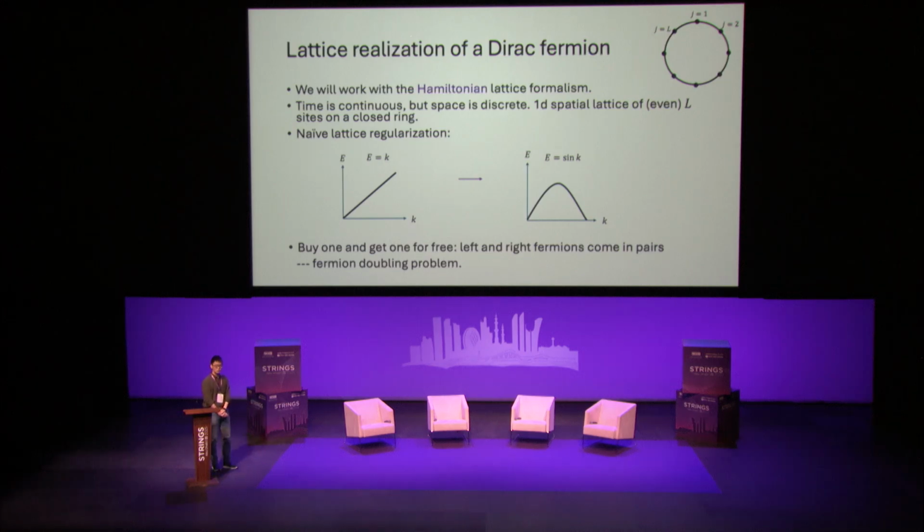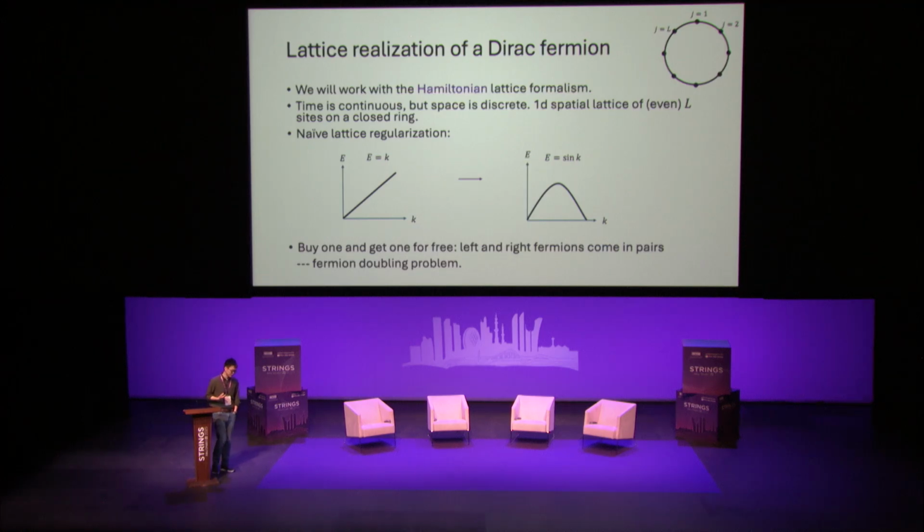All right, so now you would like to put it on a lattice. I'm going to work in a Hamiltonian lattice formalism. That means my time is continuous, and I'm later on going to give you a Hamiltonian describing the continuous time evolution. On the other hand, space is discrete. Specifically, my space is a one-dimensional spatial lattice with L sites on a closed ring, labeled by this index j.